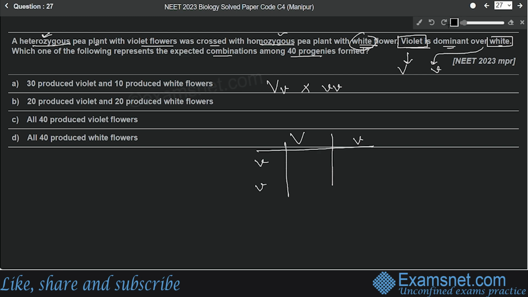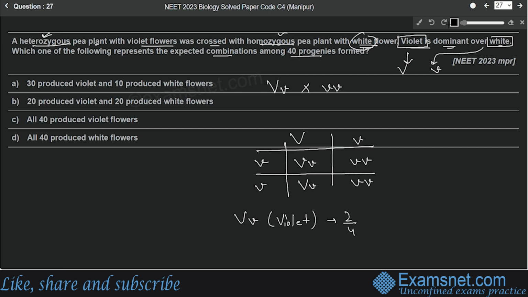So the cross will give capital V, small v, then here small v, this side again capital V, small v, and again this side small v. So how many capital V, small v are there? This represents violet color, right? Heterozygous with violet. So this is 2 out of 4.